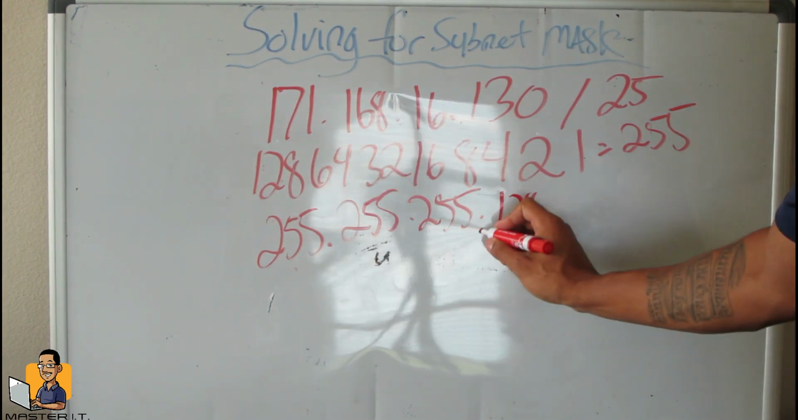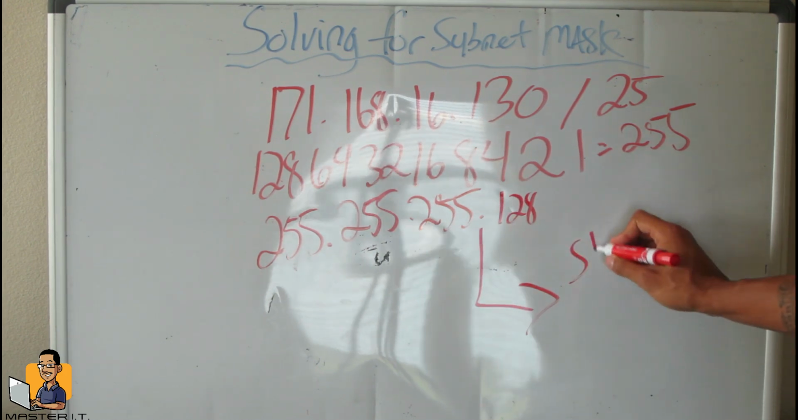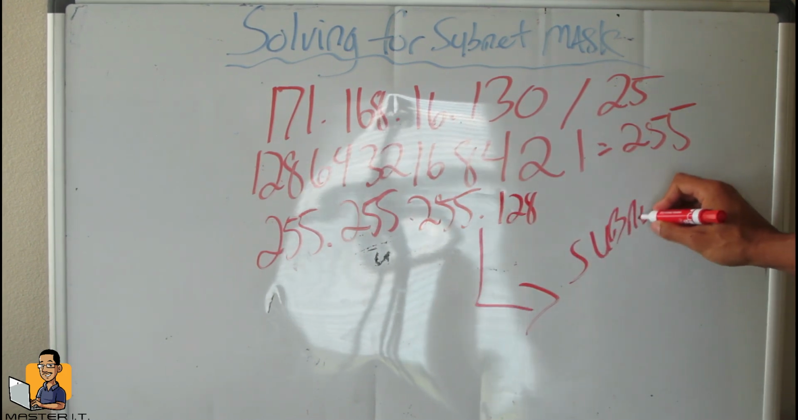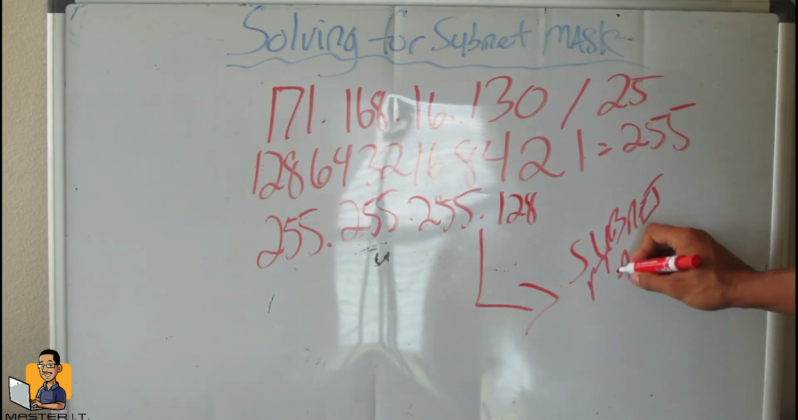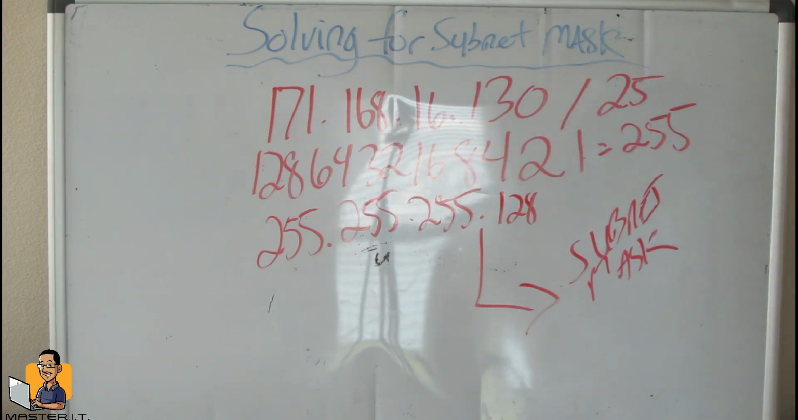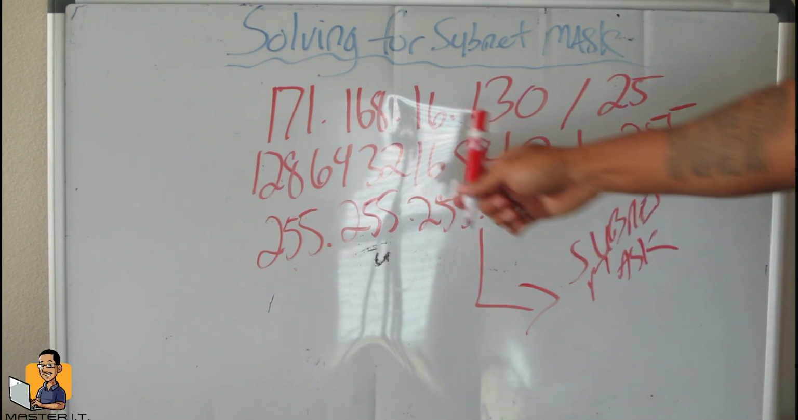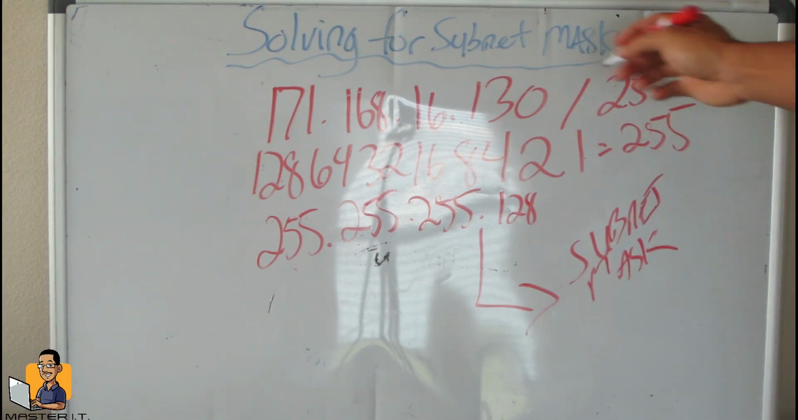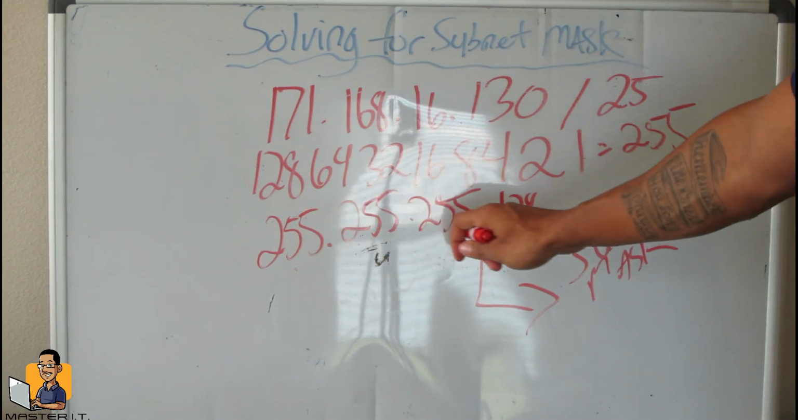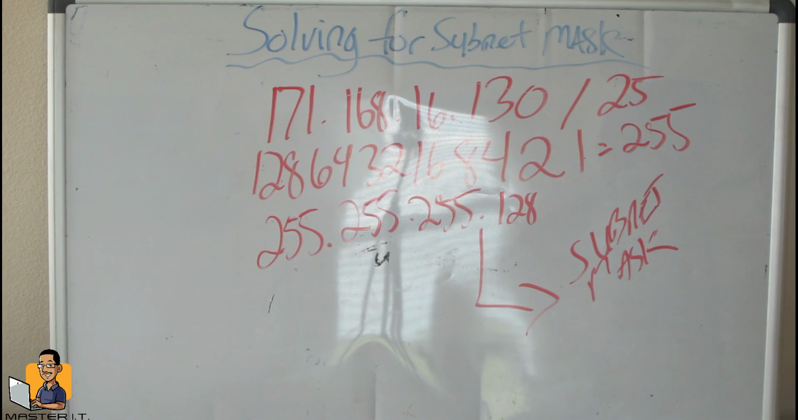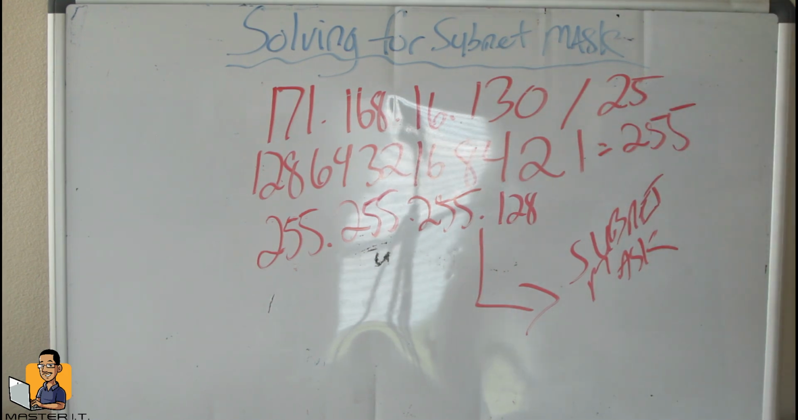So this is the subnet mask. Bam. This is the IP address, and the subnet mask is 255.255.255.128. How do we get that? We just got that by adding up all the bit values that were turned on.